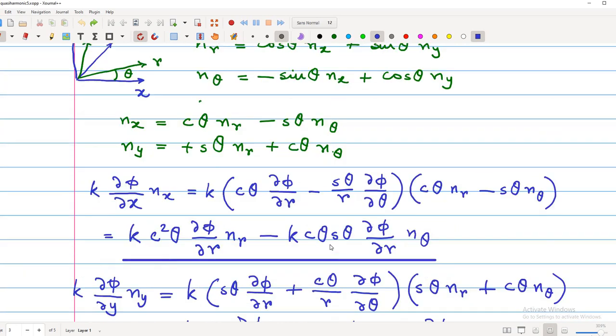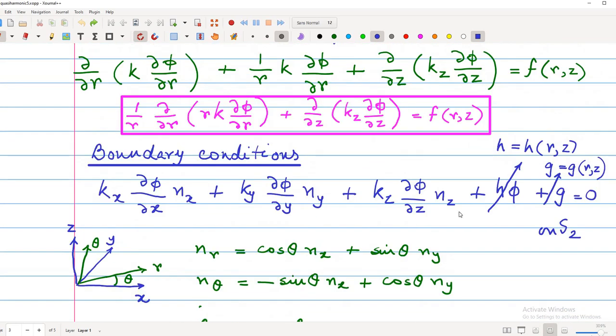Now if you add these two, then you get this. Again here you have to remember that h is a function of r and z alone, and g is a function of r and z alone to make it axisymmetric, and kx has to be equal to ky, and that is k. So kx equal to ky equal to k, and that is a function of r and z alone.